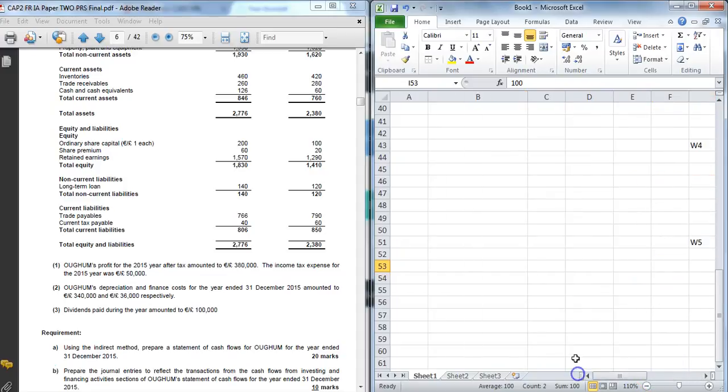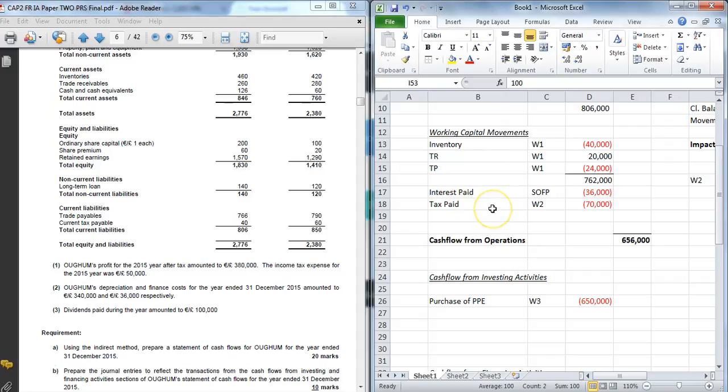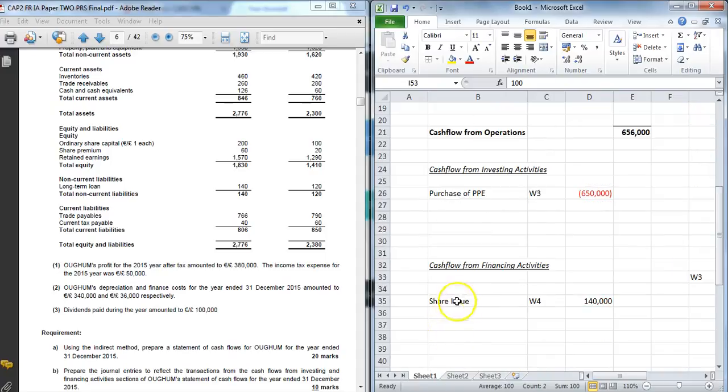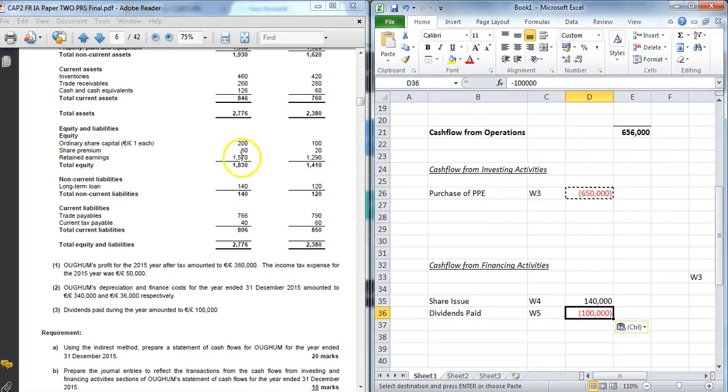So if we come back here, dividends can go in either as a financing activity or in operations. We're going to put it in financing, but there is the option there under IAS 7. They don't prescribe exactly where it needs to go. So we're going to say here dividends paid, working 5, of minus 100,000. So remember, it is minus because it's an outflow. So that's our retained earnings figure explained.